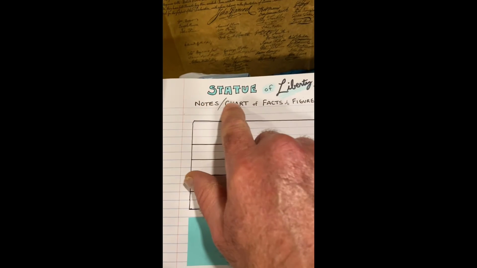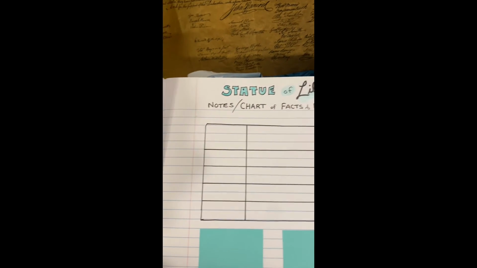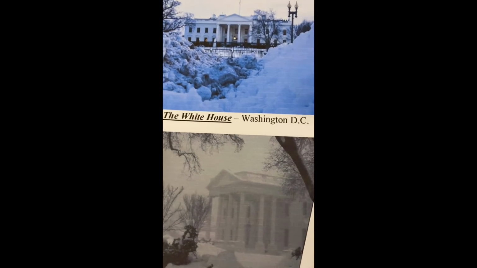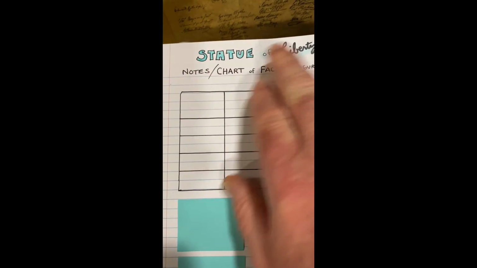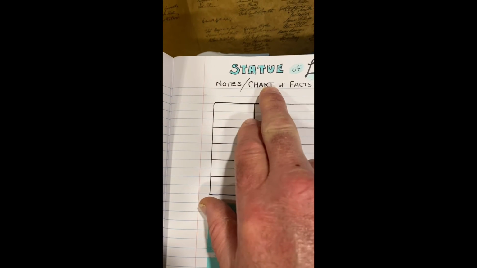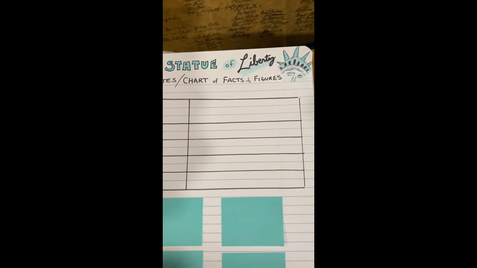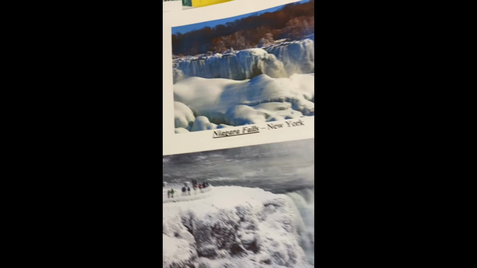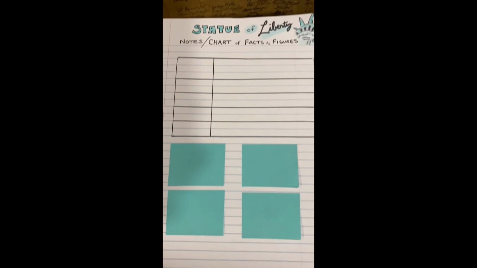Let's say you're going to do Times Square. Maybe you're going to title it Times Square, Notes and Chart of Interesting Facts and Figures. Maybe the White House is your thing. You're going to do a landmark for the White House. You're going to do that as your project. So up here, you would title it The White House, Notes and Chart, or Notes of Interesting Facts about the White House. Or just about Washington, D.C., or about New York City. Whatever it is that you've decided on as your project, maybe it's Niagara Falls, you're going to use that to title your page of notes.